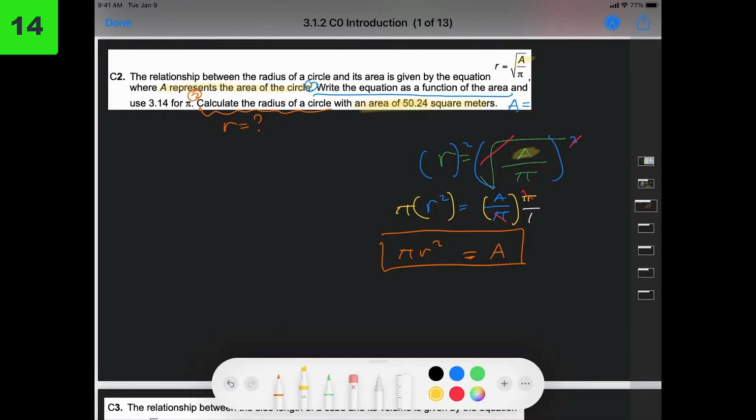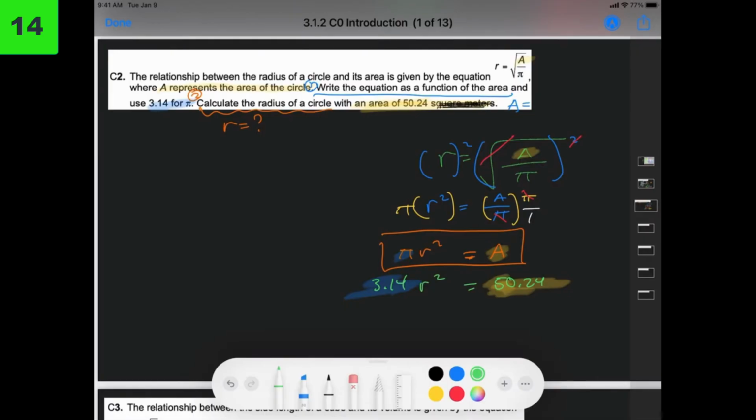Okay, don't worry about the square meters. Let's see if I can just cross that off. Don't worry about the square meters, okay? But worry about the 50.24. All right, let's write 50.24 here. Okay. Now it's telling me to use 3.14 for pi. And I don't think that's a really big deal, but we'll just do what they tell us. And we're trying to find r. Okay, so how do you solve for r here?